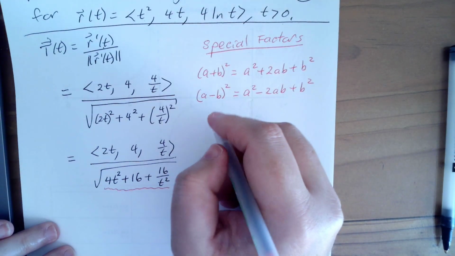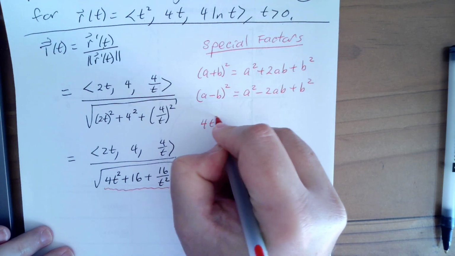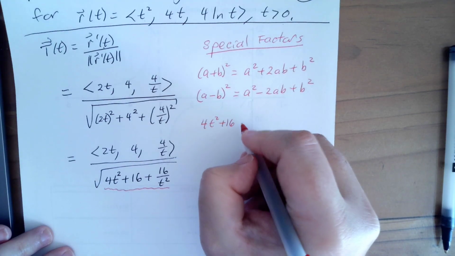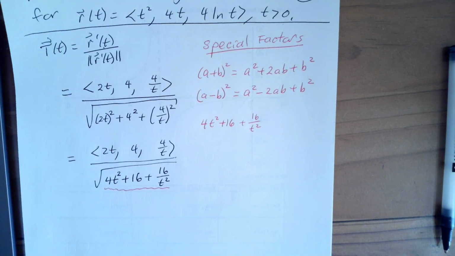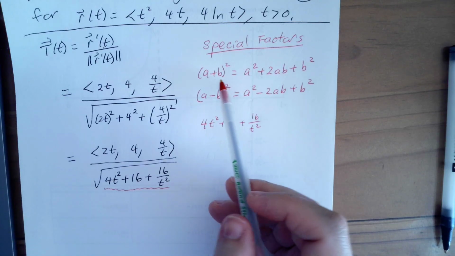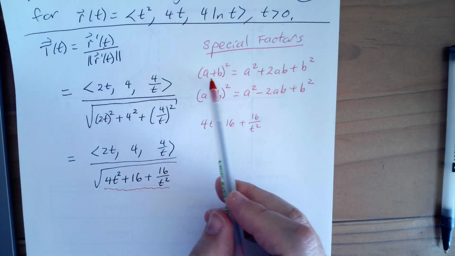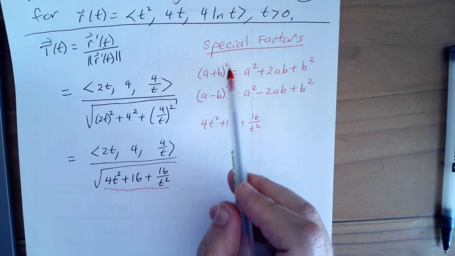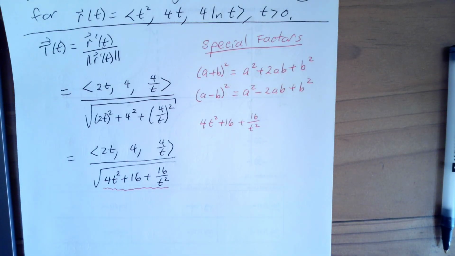So I want to take this 4t squared plus 16 plus 16 over t squared, and I want to try to use one of these special factors and rewrite it. It's probably going to be this first one because everything here is an addition. We're going to have a plus b quantity squared, and if I have a quantity squared with a square root, they cancel out. Intermediate step, we will have absolute value, but in the long run, they will cancel out.